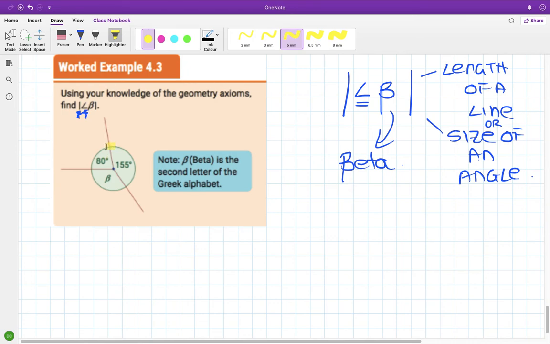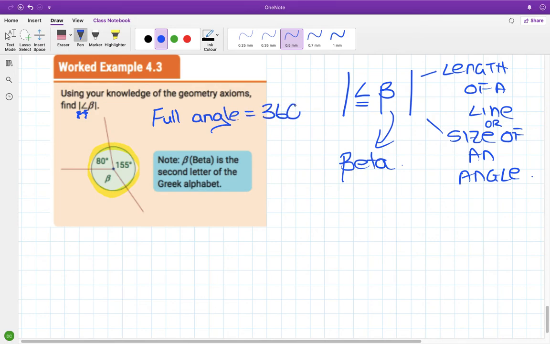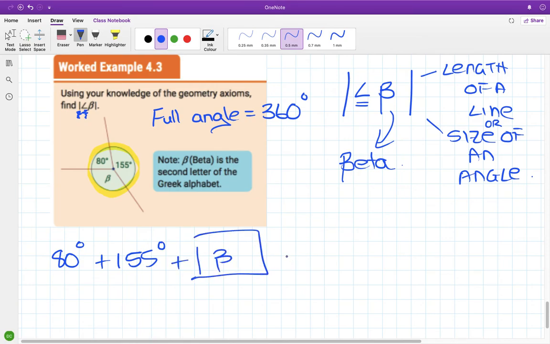Where the last time it was the straight line, here we have a nice big circle. That is referred to as a full angle, again from your notes, and a full angle contains 360 degrees. That full angle is split into 3. So essentially what we have is 80 degrees plus 155 degrees plus whatever beta is, and all that has to add up to 360 because we know a full angle is 360.